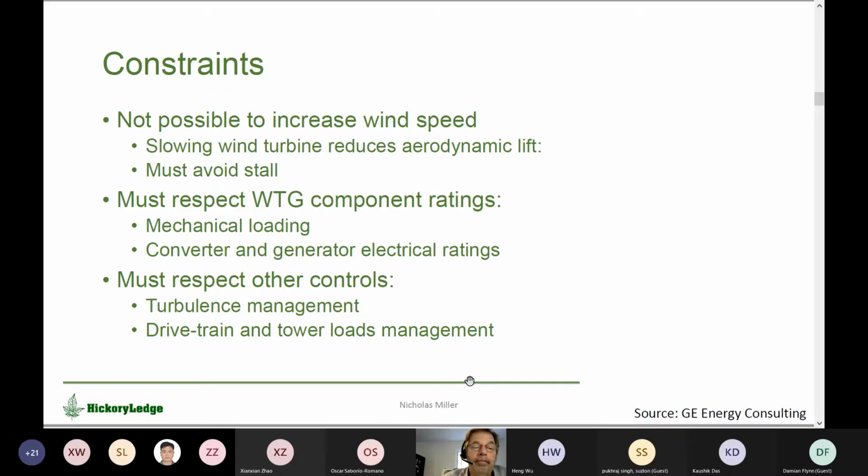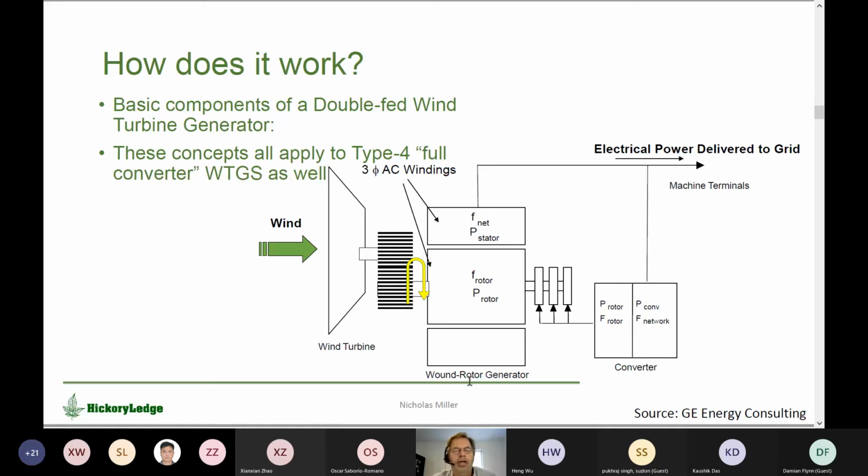And then the equally important is to remember that we basically got one control map. We can change the torque on the drivetrain, but that is serving many masters in a wind turbine. Not the least of which is that torque control is managing the mechanical loads on the wind turbine. And frankly, keeping the wind turbine healthy is higher priority than keeping the grid healthy. Okay, so let's look at how this works.